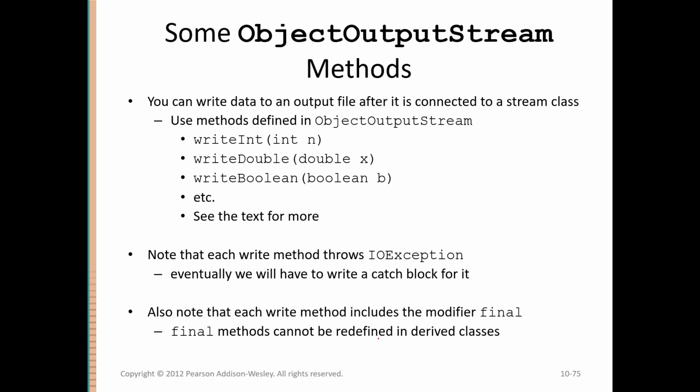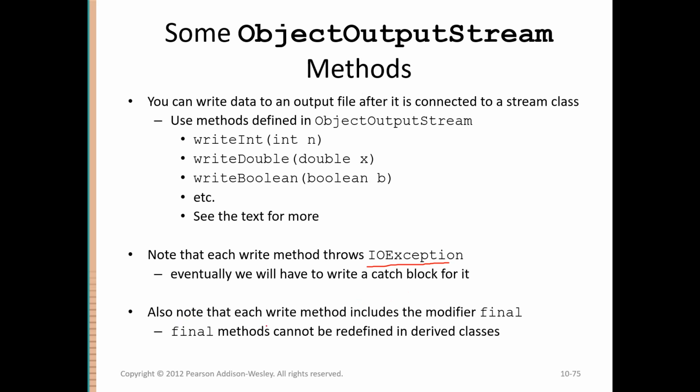Alright, and then if you'd like to write inside of it, this is how you do it. You use these methods. You have the methods writeInt or writeDouble or writeBoolean, etc. You have many different methods that are going to be writing the information based on their data type. And then you need to be able to catch the IOException.